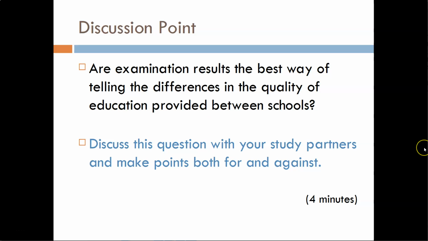Are examination results the best way of telling the differences in the quality of education provided between schools? Okay, is that the best marker of evidence that we can have to decide that this school is better than that school? Have a think about what points there are in favour of that argument, that yes, examinations are the best way of telling the difference in the quality of schools. Write some bullet points in favour of that. Then write some bullet points against that. Write some bullet points that talk about why that might not be the best way of determining whether one school is better than another. Okay, pause the video here while you write down your bullet points for and against. Unpause when you're done. Thank you.